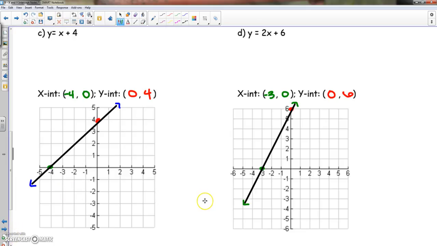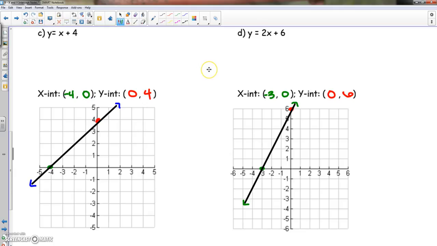All right, so now that you're back, you're checking your answers with what I have. Okay, hopefully for C, you got the x-intercept to be negative 4, 0, and the y-intercept to be 0, 4. And for D, you got the x-intercept to be negative 3, 0, and the y-intercept to be 0, 6. And then this is what your graph should look like.